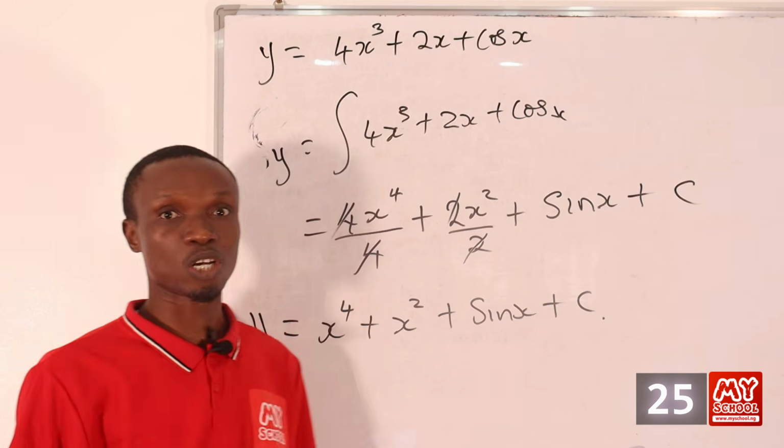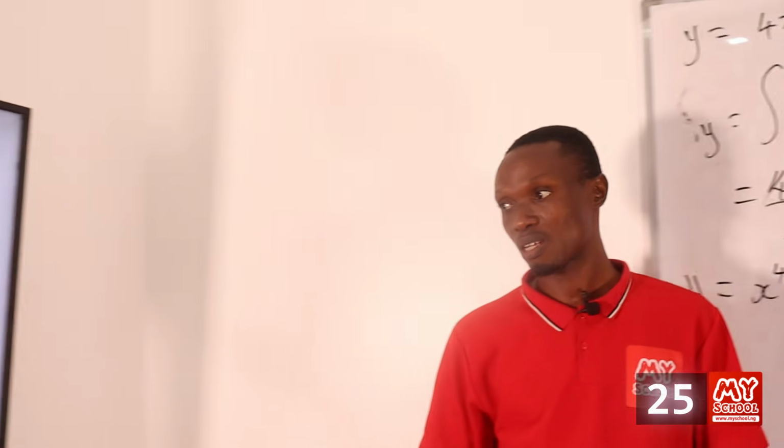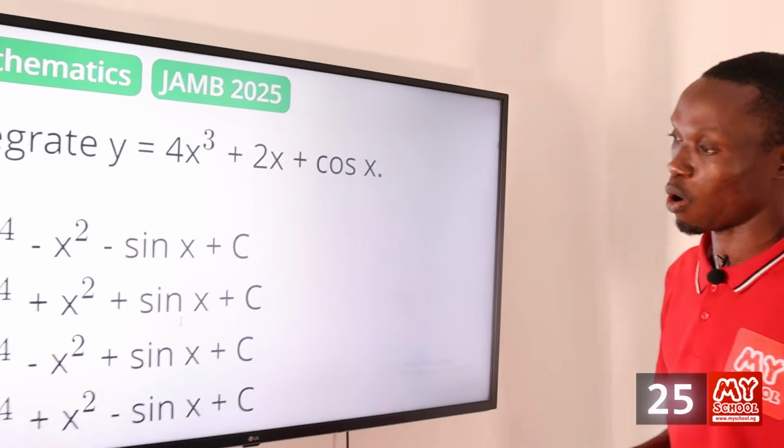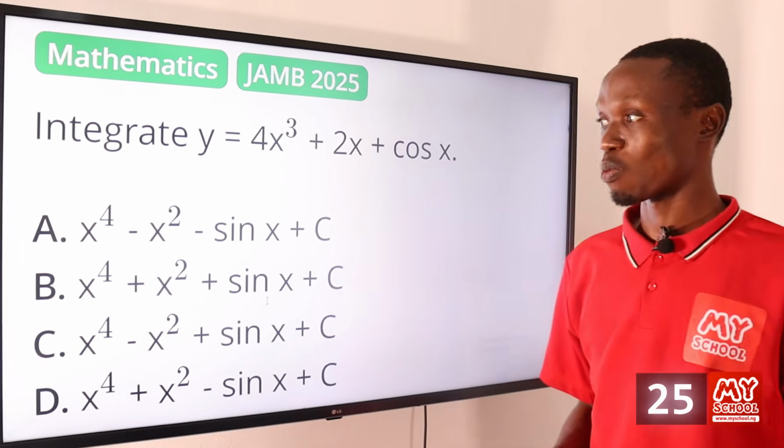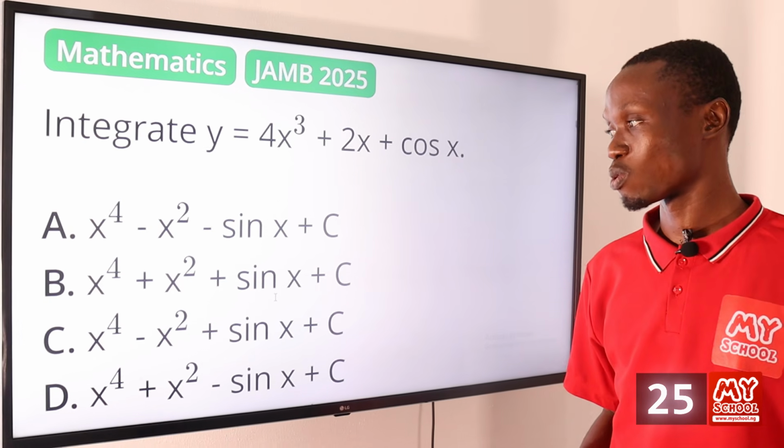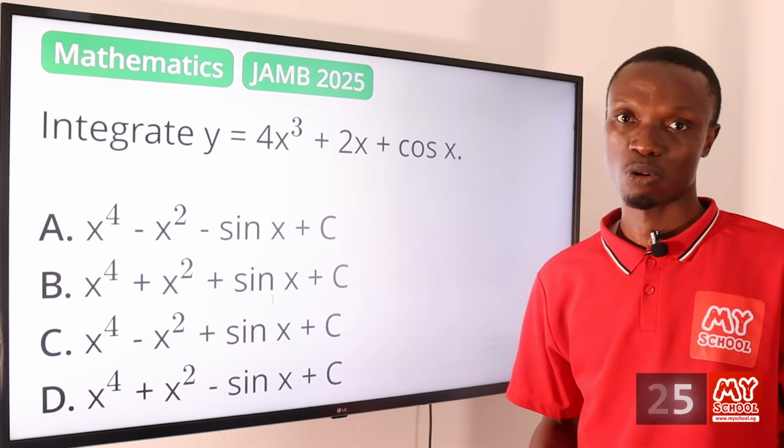Okay, so let's move over to the screen to pick the correct answer to this question, and that is option B, x raised to power 4 plus x raised to power 2 plus sine x plus c.